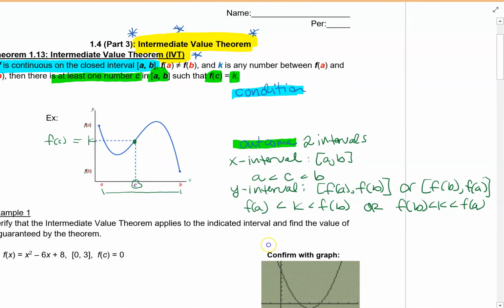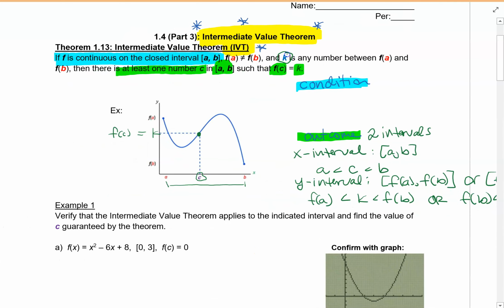And so actually the premise kind of begins with that k. It says, okay, if I take some y value, and I'm calling it k, that is between the y values of the endpoints, f of a and f of b, then there exists at least one c value along that x interval between a and b, such that the y value at c, that's f of c, is equal to this y value between f of a and f of b.